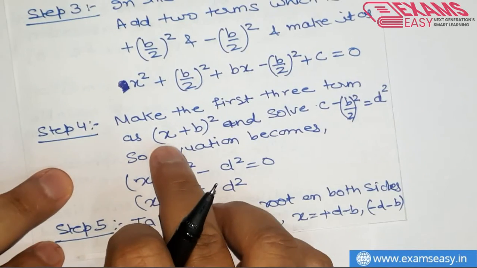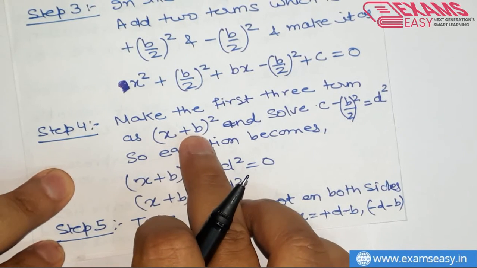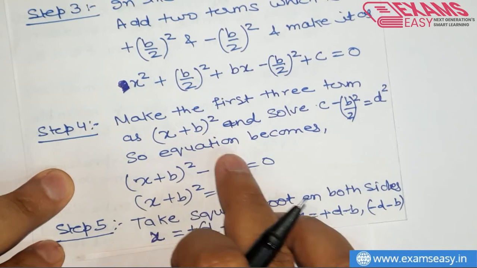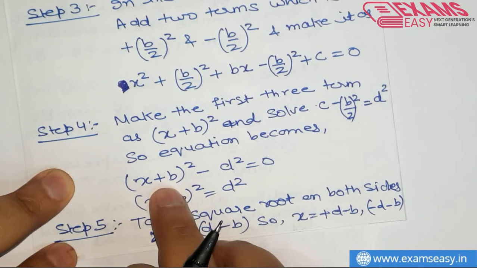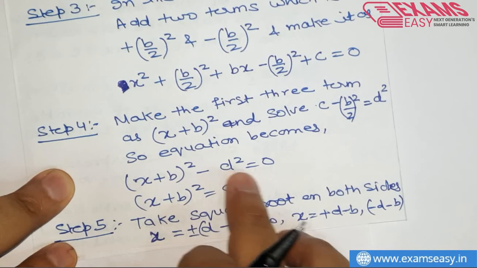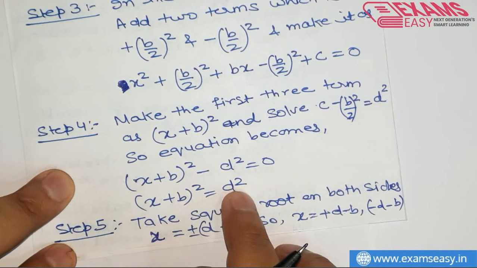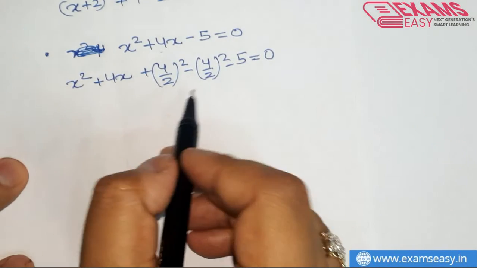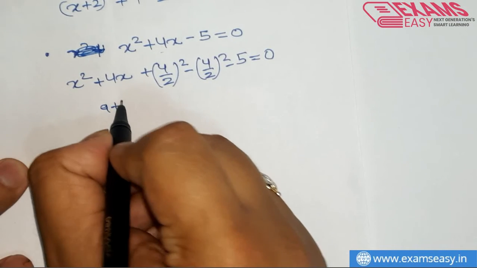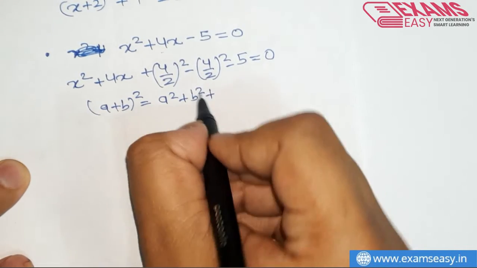Step 4 is to utilize the identity x plus b whole square, which is nothing but x square plus b square plus 2bx. We have to use this identity and make our quadratic equation in the form x plus b whole square minus d square is equal to 0. And then we will write x plus b whole square is equal to d square. So this is our step 4. In this, we know that a plus b whole square is nothing but a square plus b square plus 2ab.